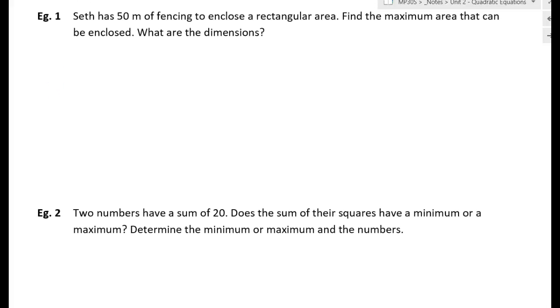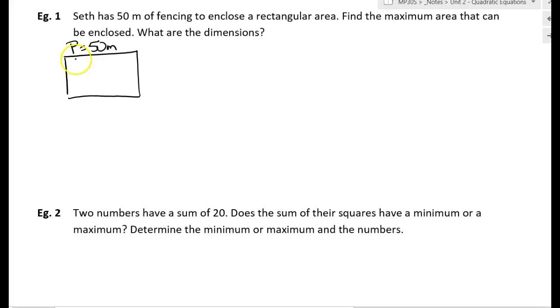So example 1: Seth has 50 meters of fencing to enclose a rectangular area. I always like to draw pictures for these. I'm a very visual person, so that's what I'm going to be doing. When we talk about 50 meters of fencing, that means we're going around the shape, which means my perimeter is 50 meters. Find the maximum area that can be enclosed.